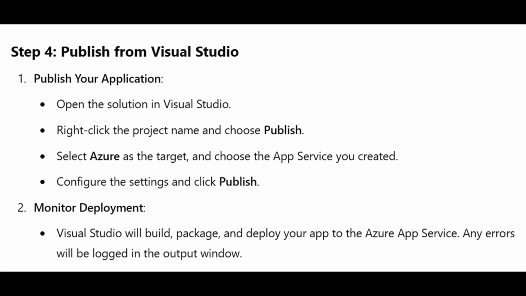Step 4: Publish from Visual Studio. Publish your application. Open the solution in Visual Studio. Right-click the project name and choose Publish. Select Azure as the target and choose the App Service you created. Configure the settings and click Publish. Monitor deployment. Visual Studio will build, package, and deploy your app to the Azure App Service. Any errors will be logged in the output window.